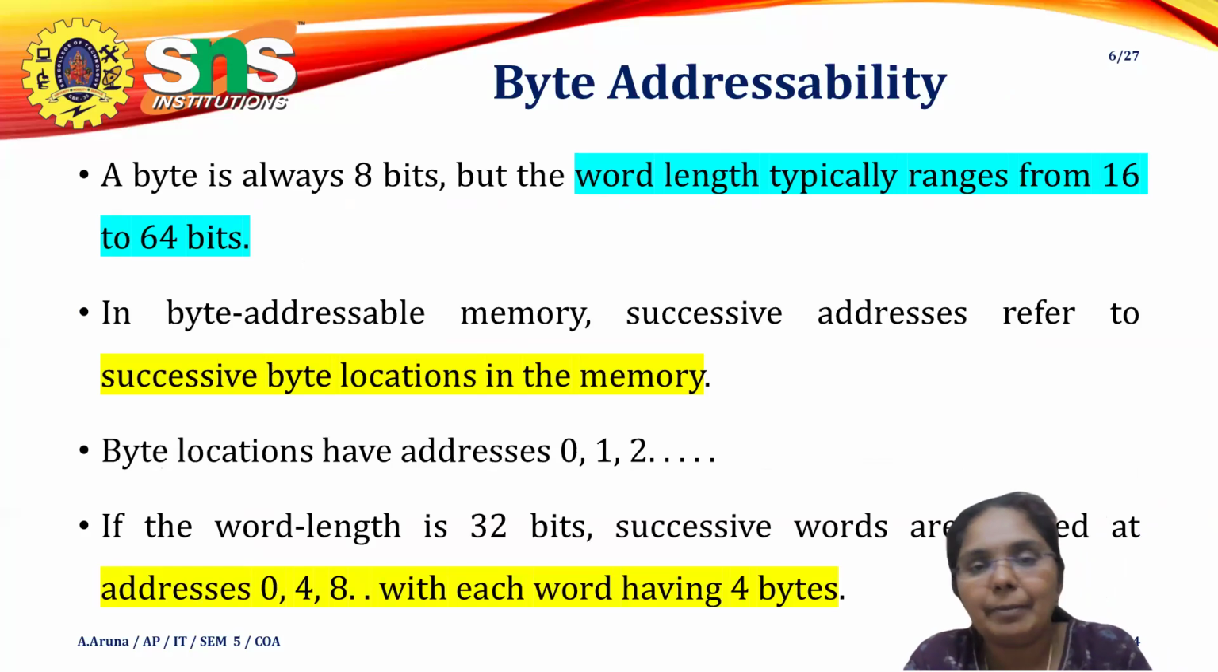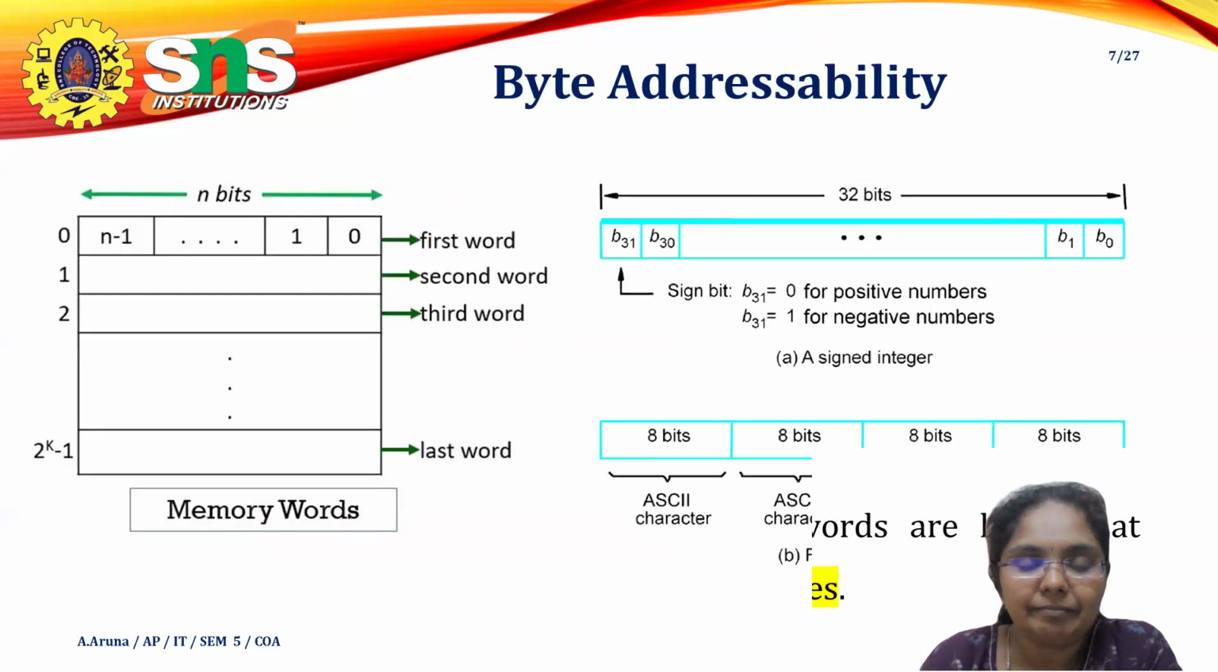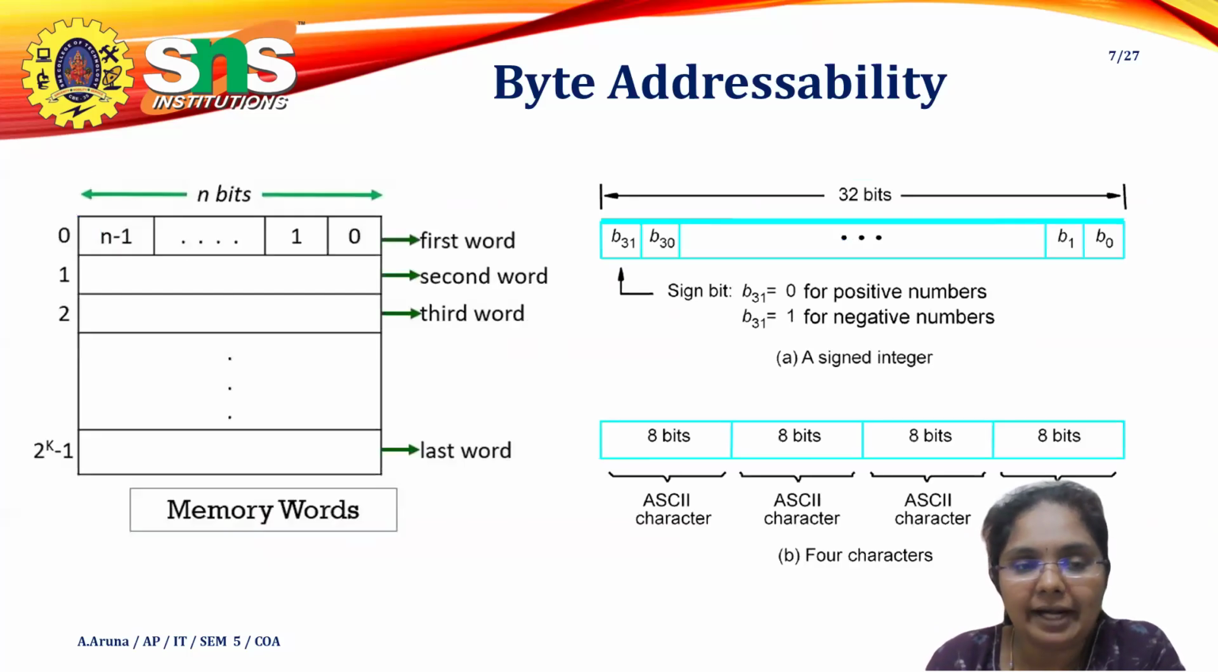Now, regarding memory, we are going to see byte addressability, or assignments. A byte is always 8 bits, but word length typically ranges from 16 to 64 bits. In byte-addressable memory, successive addresses refer to successive byte locations in memory. Byte locations are addressed from 0, 1, 2 up to n. If the word length is 32 bits, the successive words are at addresses 0, 4, 8, and each word has 4 bytes. This is how data can be stored.